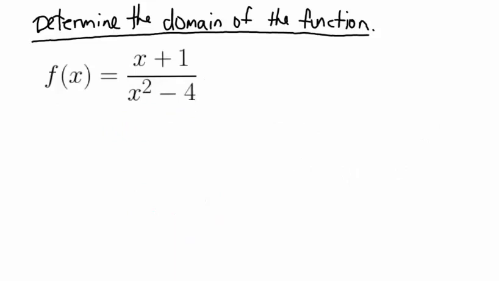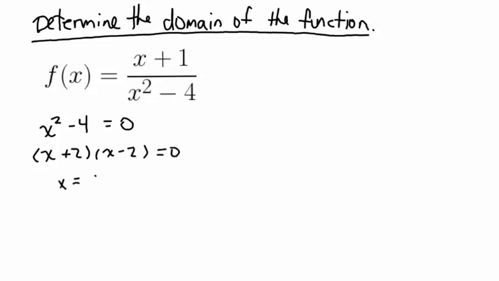Let's work through one more example. Here we have the function x plus 1 all over x squared minus 4. If we're interested in determining the domain of this function, we're going to take our denominator, which is x squared minus 4, set it equal to 0, and try to find any linear factors here that give us a value of 0. Notice that we have a difference of squares on the left side, and we can factor this into its conjugate pairs, x plus 2 and x minus 2.